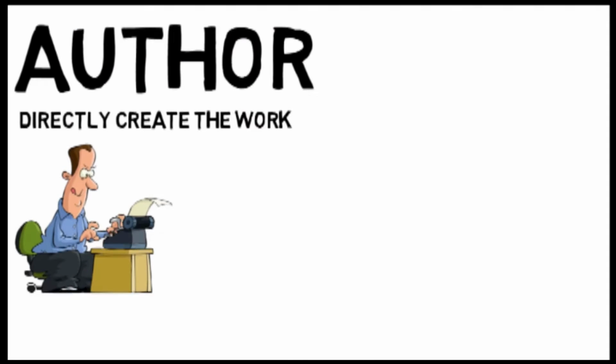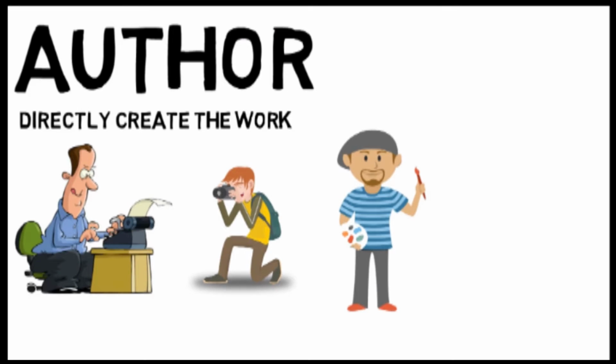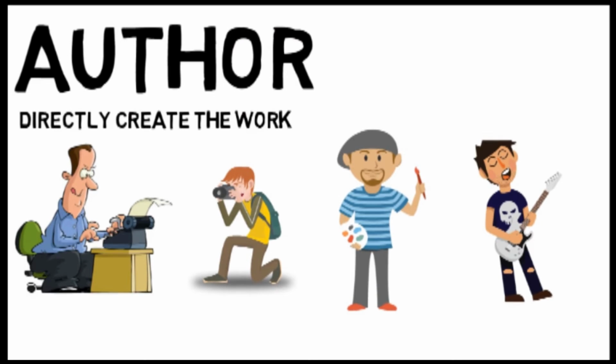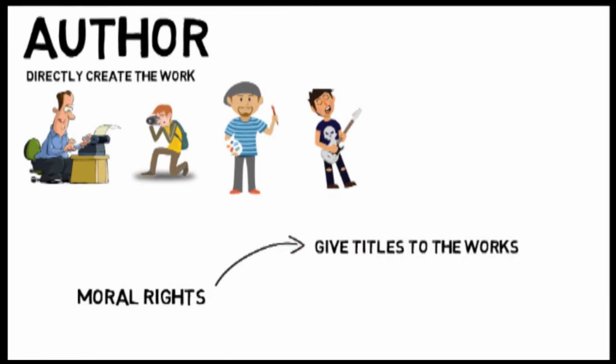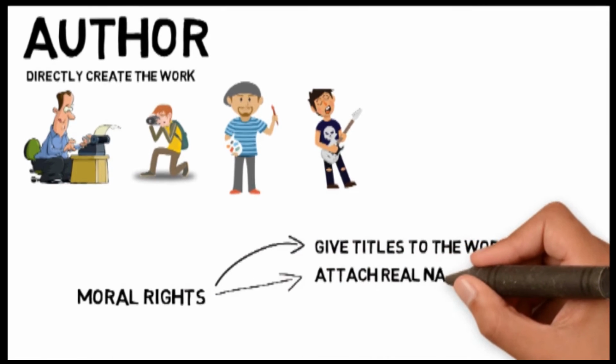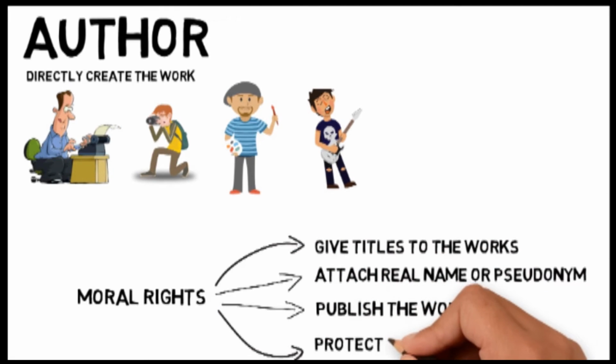First, the author is the creator of a work, such as the author of a book, the photographer who took a picture, the artist who painted a painting, a musician who recorded a song, and so on. He has the moral rights, including giving titles to the works, attaching his real name or pseudonym to the works, publishing the works, and protecting the integrity of the works.